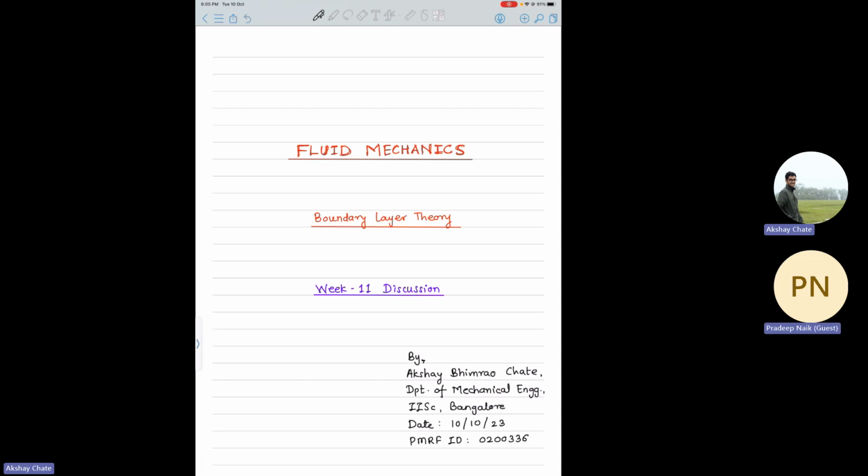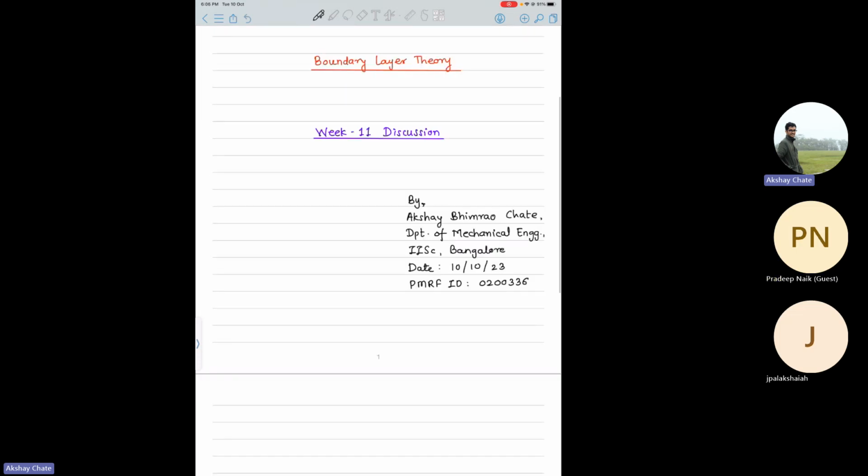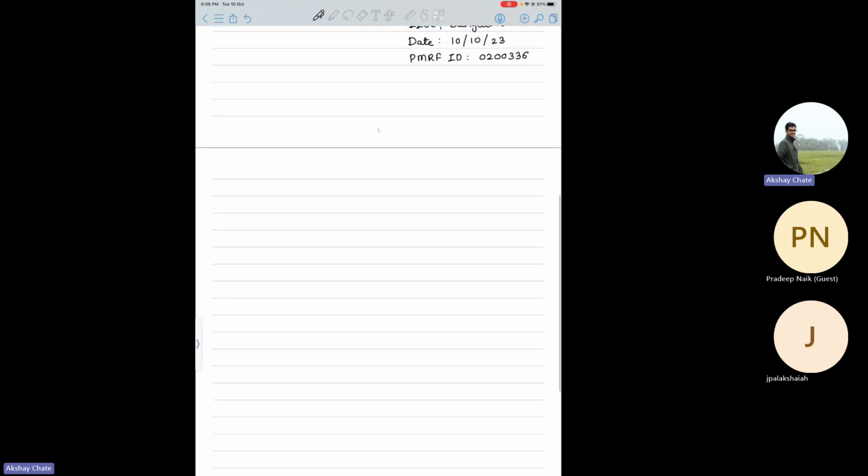Yes, sir, you're audible. Thank you. So today we'll discuss something about boundary layer. As the name suggests, this phenomenon is associated with the boundary. In the context of this course, it is basically a solid boundary, and from the name you can guess it, boundary layer. That means there is some layer which is close to the boundary.